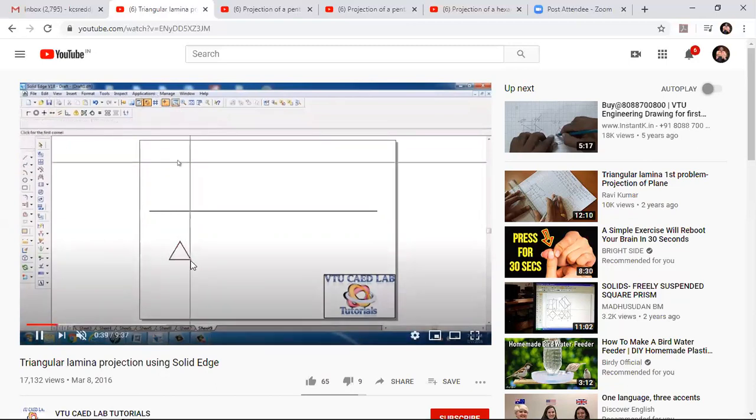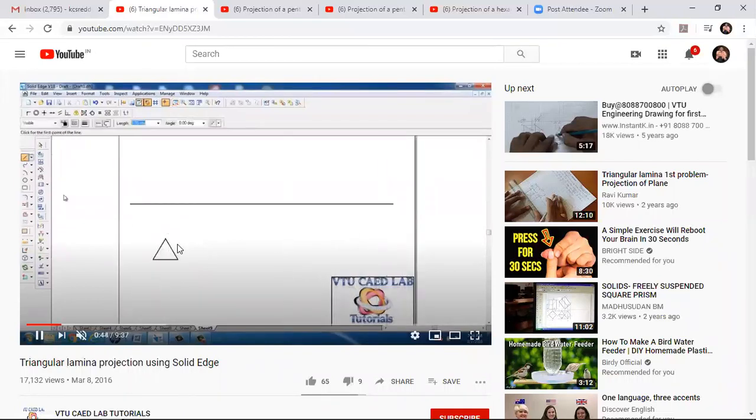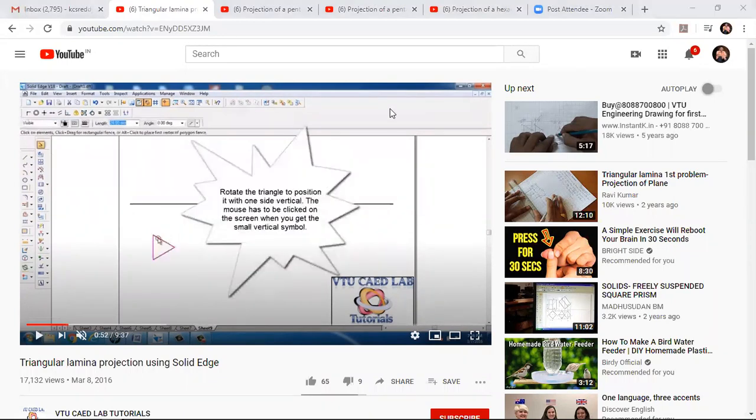Then because it is resting on a side, the side has to come on the left side. So this triangle has to be rotated in such a way that one of the sides becomes vertical. So this side is made vertical. Rotate the triangle to position it with one side vertical.